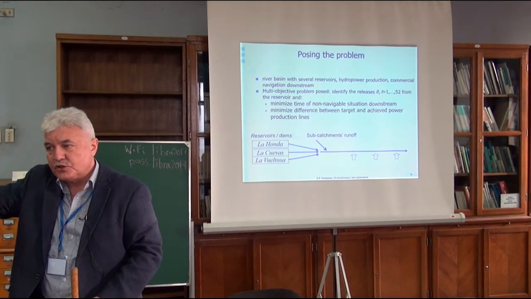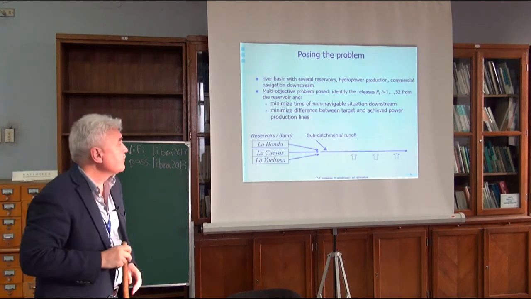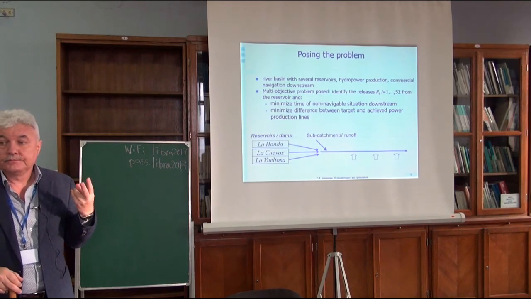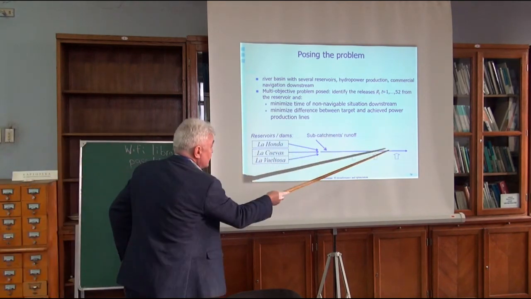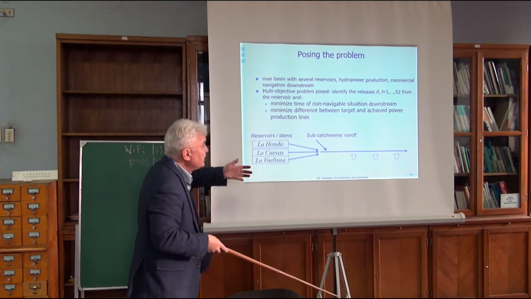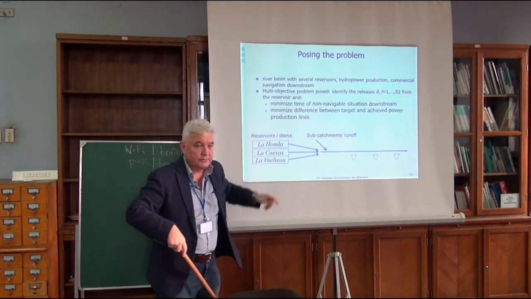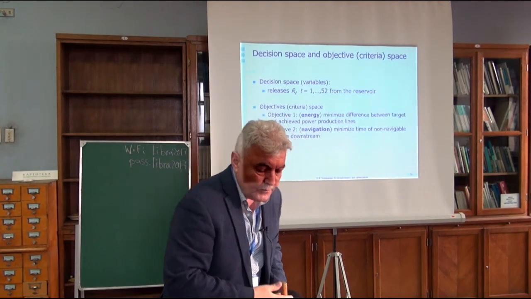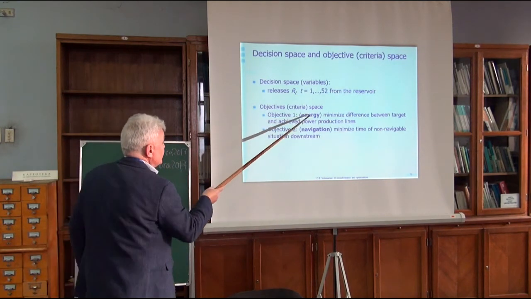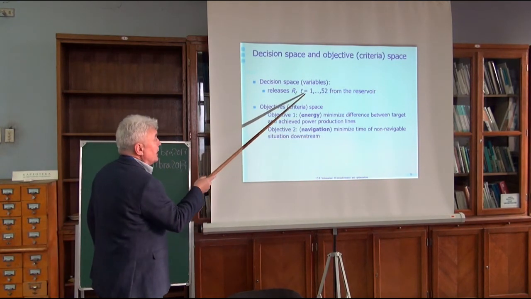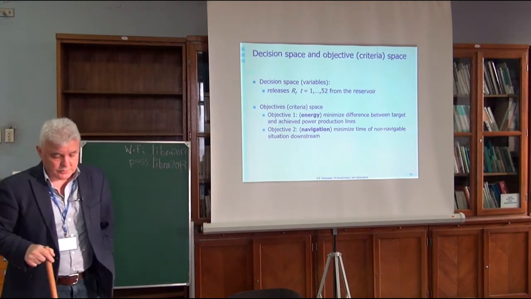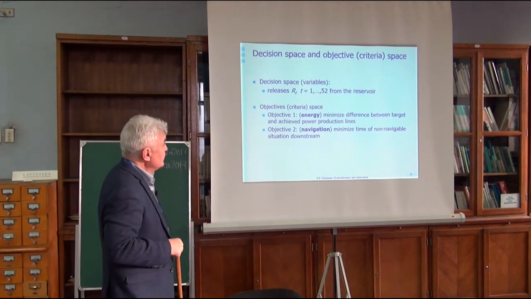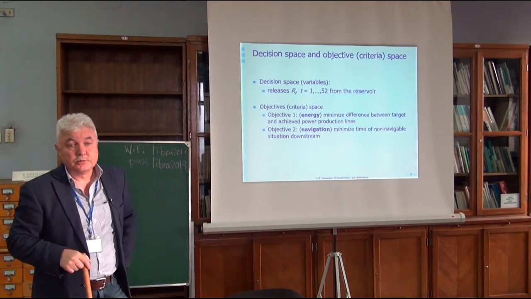So in fact, it's again a minimization problem. We want to follow the target line. So it's a two objective optimization problem. Okay, 2 objectives. We want to maximize the time of navigability or minimize the time of non-navigability, just to make both minimizable, and minimize the difference from the target. So 2 objectives. One objective is energy, the second objective is navigation, and the decision variables are the 52 releases from reservoirs. Okay.